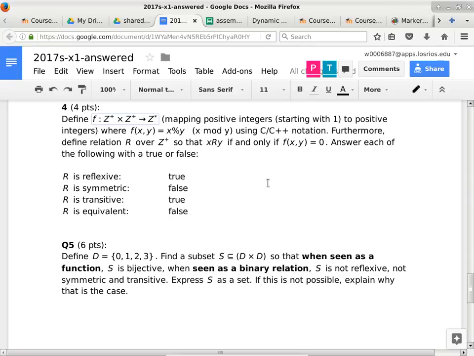Did anyone get caught up because of the inconsistency? How many people noticed the inconsistency? That's one. Okay.